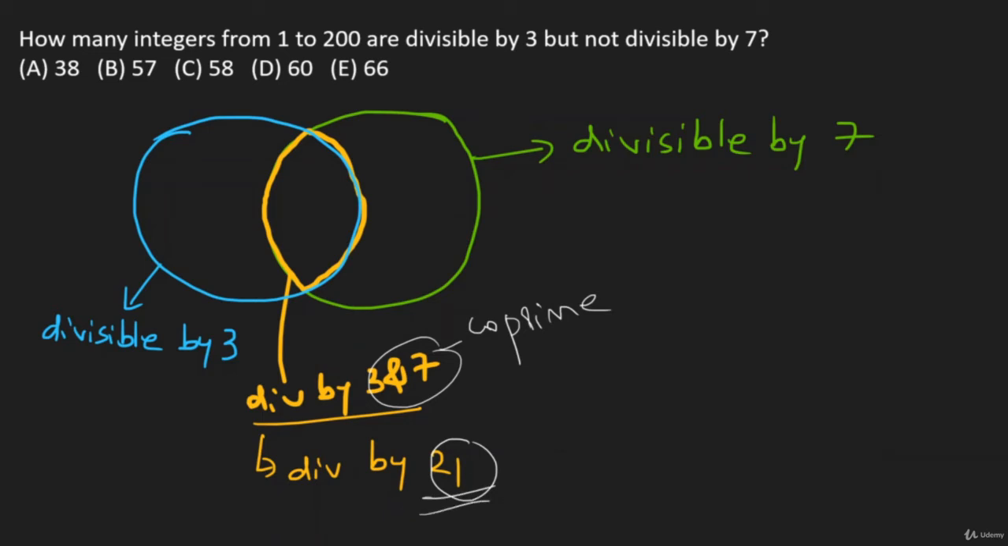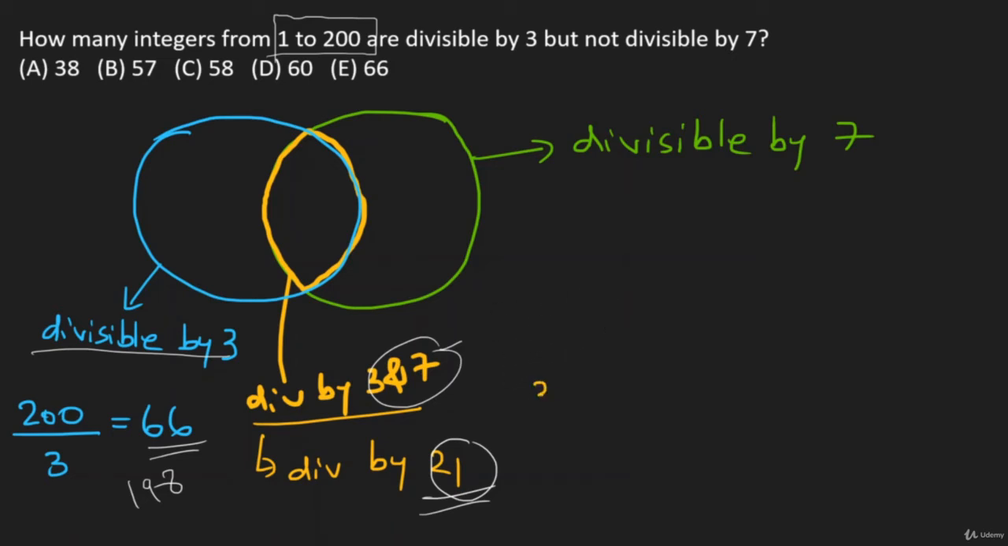Alright, now we are taking the integers from 1 to 200, right? So to find out how many numbers are divisible by 3, when you take the numbers from 1 to 200, all you have to do is 200 divided by 3, that's 66 point something. So you have 66 numbers up to 200 which are divisible by 3, and you can note that 66 into 3 is equal to 198, and that's very close to 200, right? Similarly, if you want to find the numbers up to 200 that are divisible by 21, all you have to do is find out 200 divided by 21, that's equal to 9.